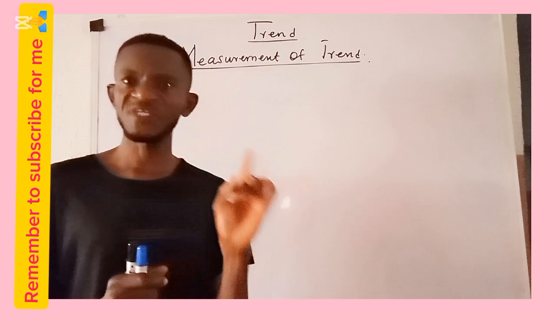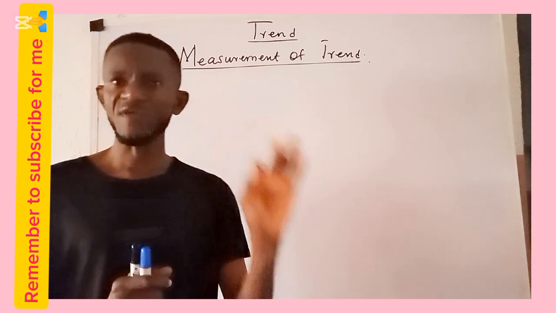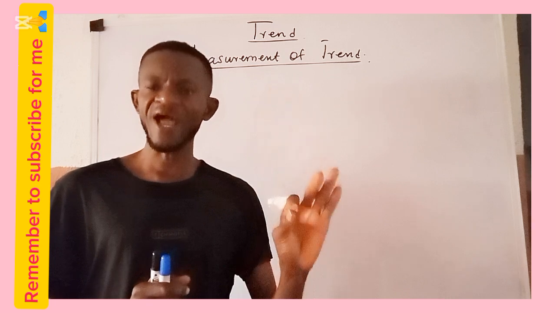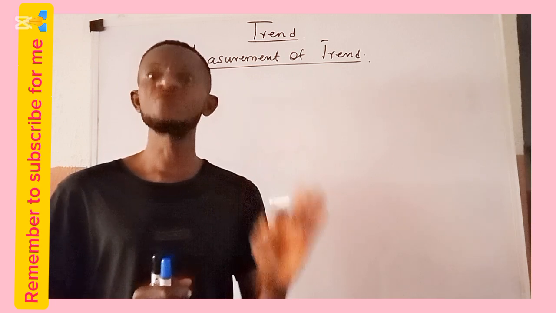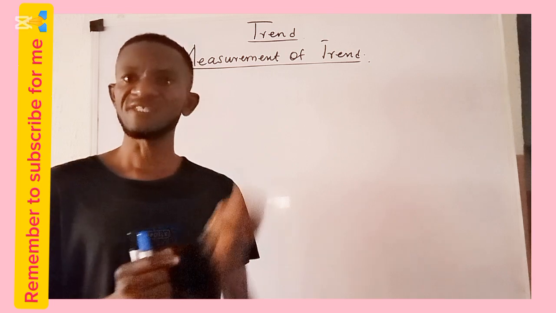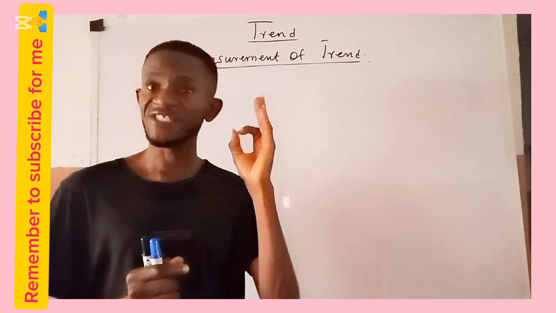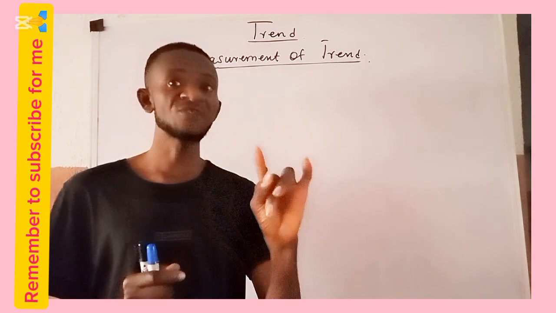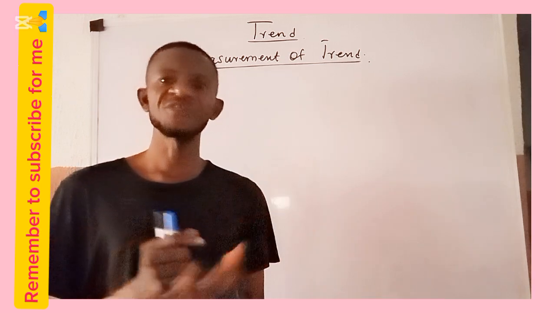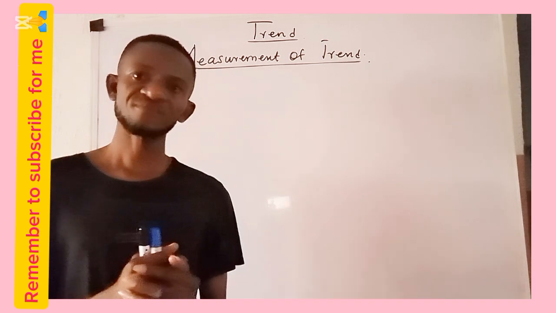In the class, we said that trend is a long-term general average movement of a time series observation. It's a long-term, general movement of the average of the series over time. That was the definition we gave the word trend.